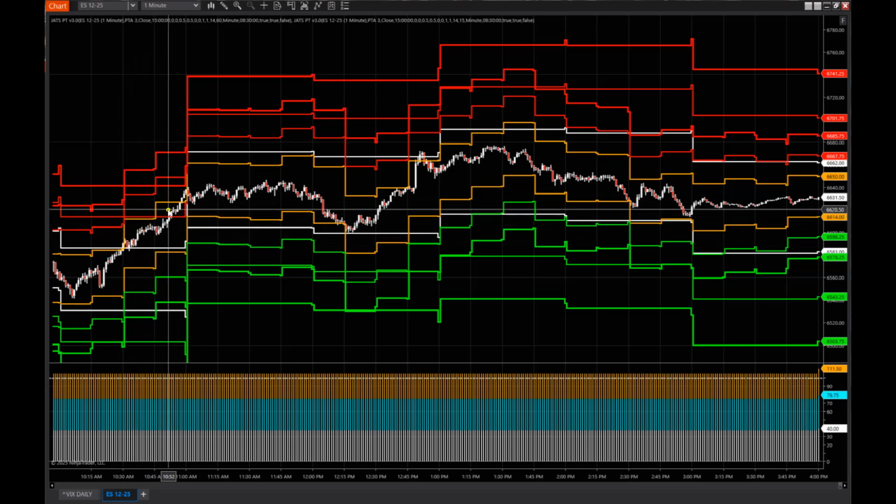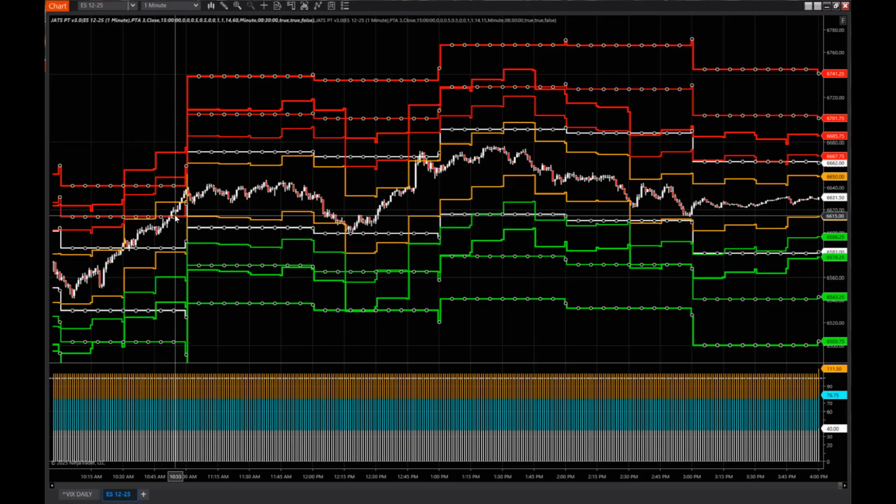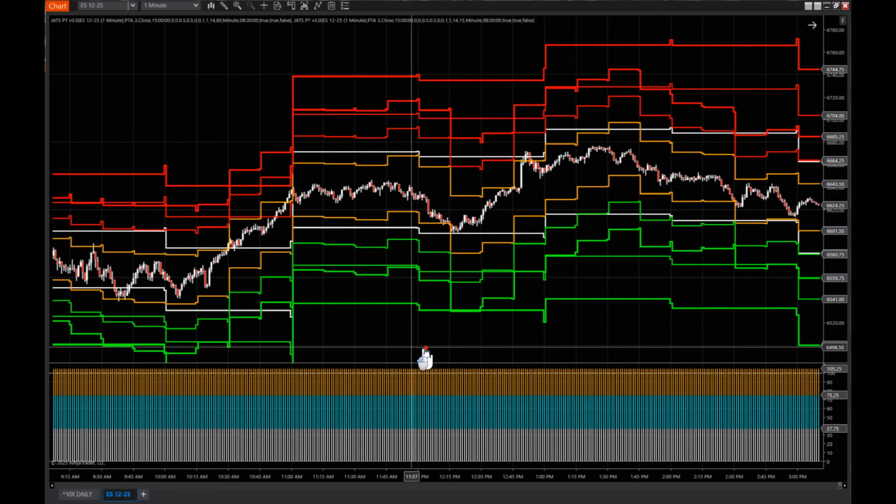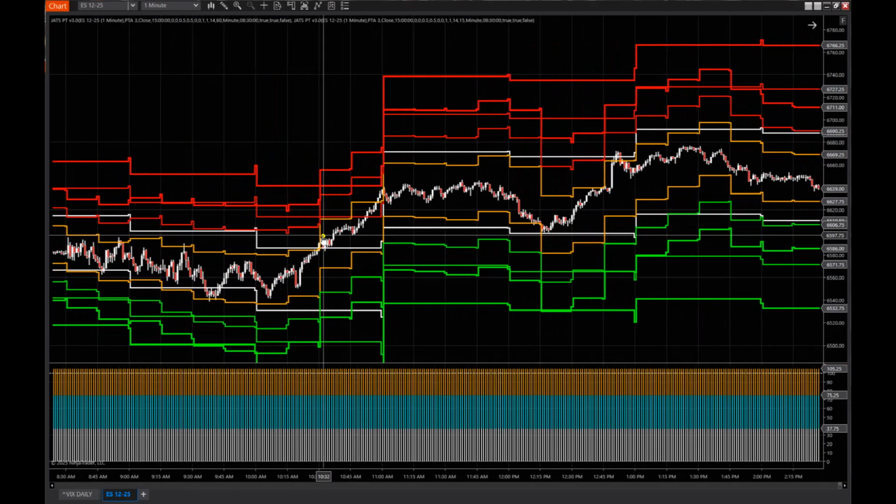And it even went into the tail 1.5, two times that 60 minute range. That's where it went, 2 times that 60 minute range. It was a nice 50-point move.